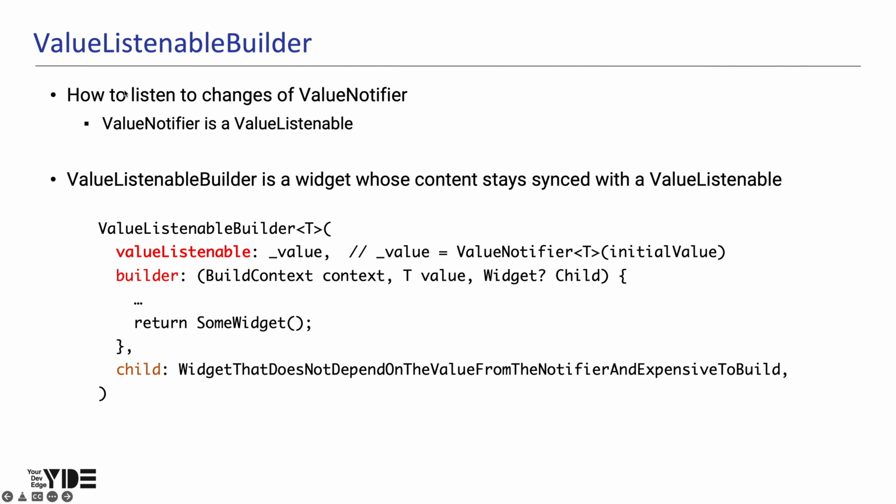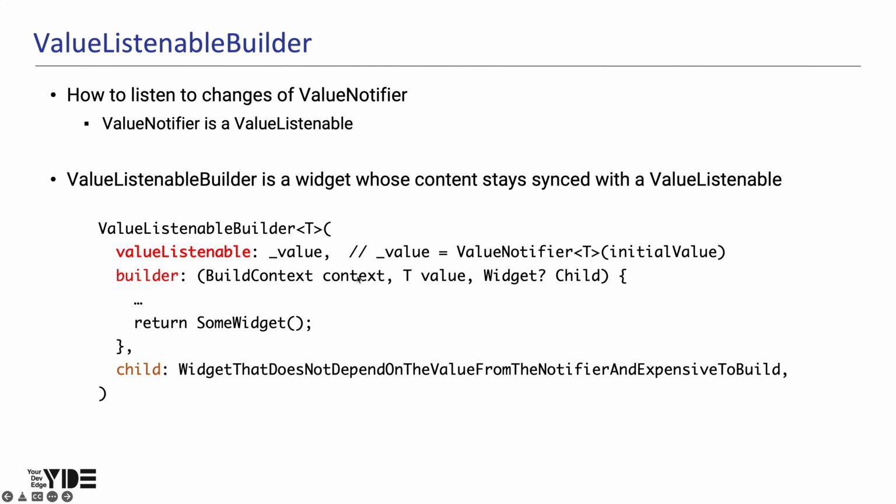Next, when the ValueNotifier notifies you that the value has changed, we need to listen for changes in the value and take the appropriate action. ValueNotifier is a type of ValueListenable, and widgets can listen for changed values using ValueListenableBuilder. A ValueListenableBuilder has a valueListenable and builder as required arguments. valueListenable takes an instance of ValueNotifier to listen to.